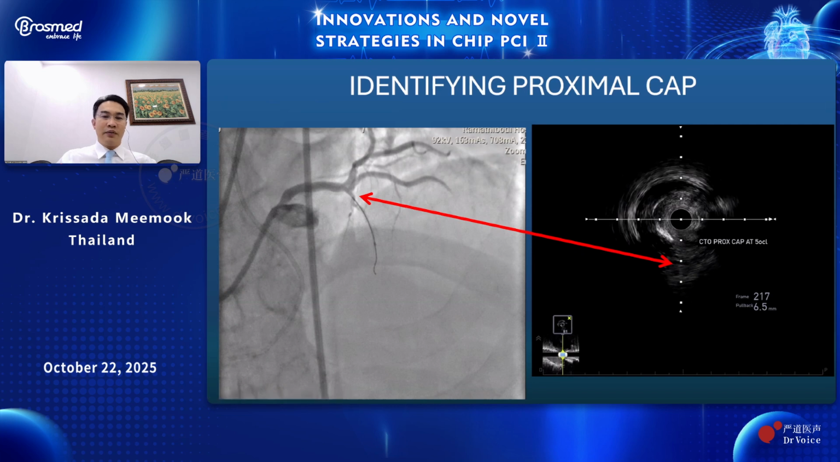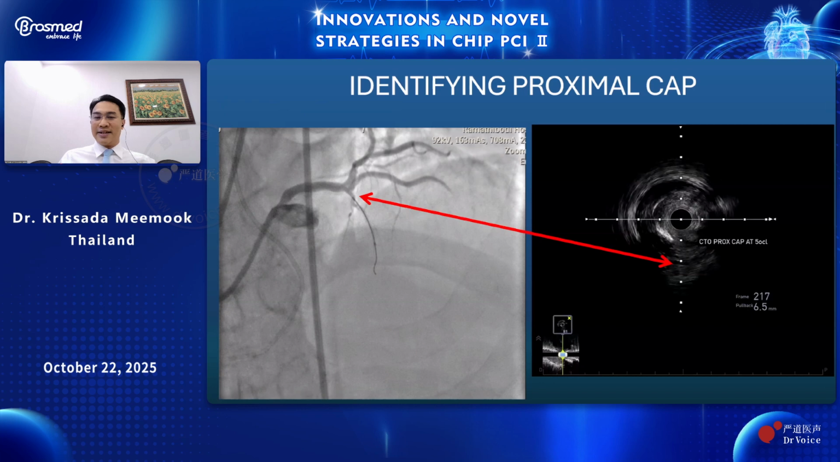So we have 2 options. We just remove the IVUS catheter, put in the dual lumen catheter, and try to puncture. But sometimes it's difficult. But I think the better option is to use the real-time IVUS guided puncture.